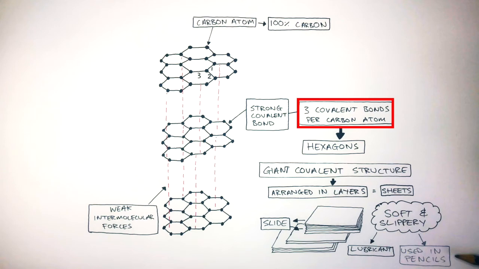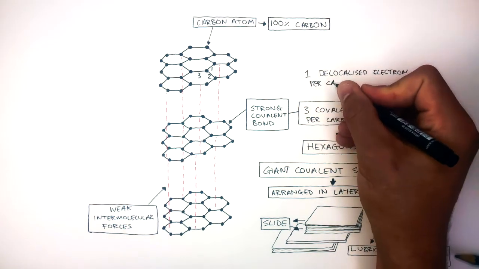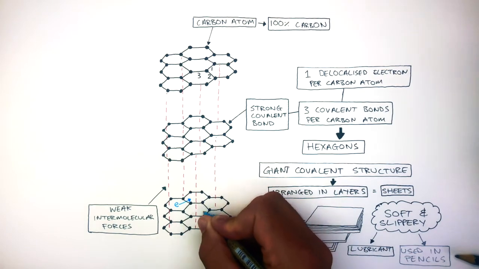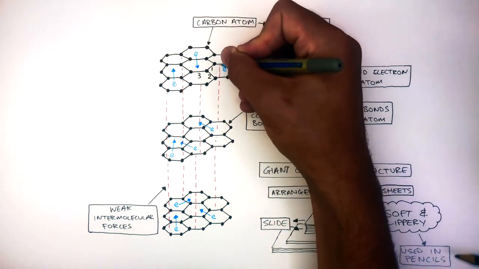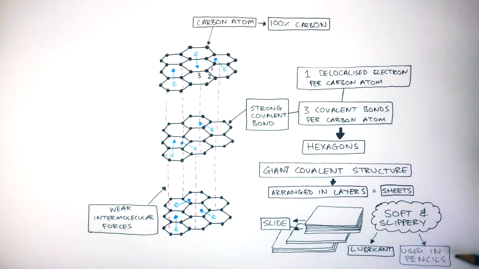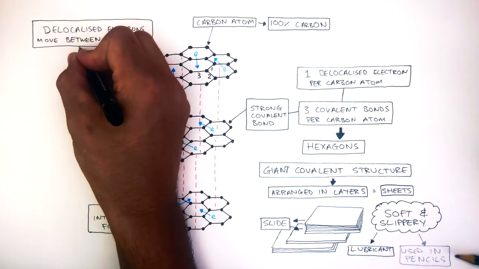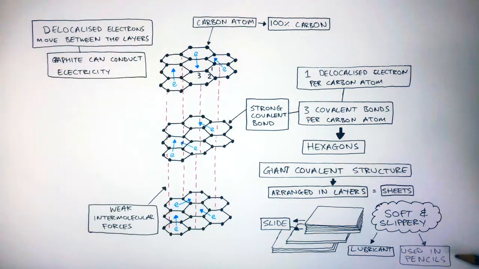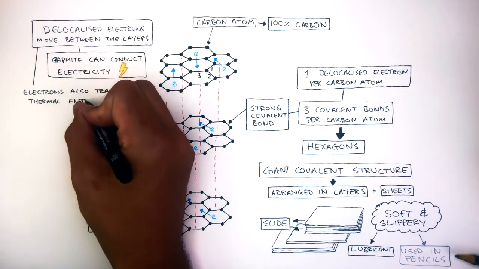Now, because there are 3 covalent bonds per carbon atom when there should normally be 4, this means there is 1 delocalised electron per carbon atom. Here I'm drawing E's which represent the electrons, and they are able to move randomly in between the layers and through the graphite. So delocalised electrons move between the layers, allowing graphite to conduct electricity. This allows graphite to carry an electric current, so graphite can be used as conductors. Not only this, but electrons also transfer thermal energy.